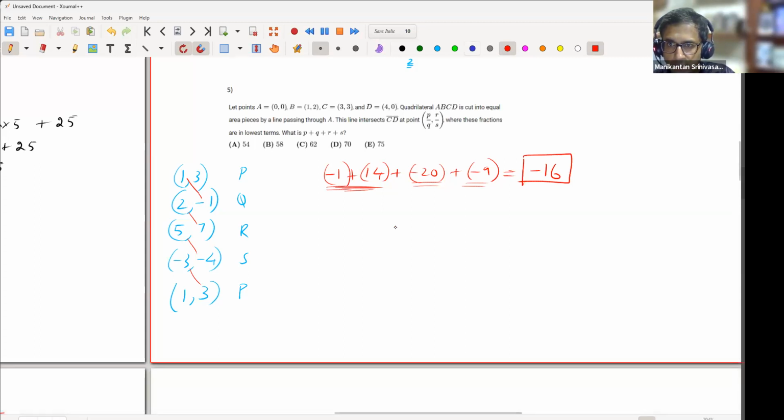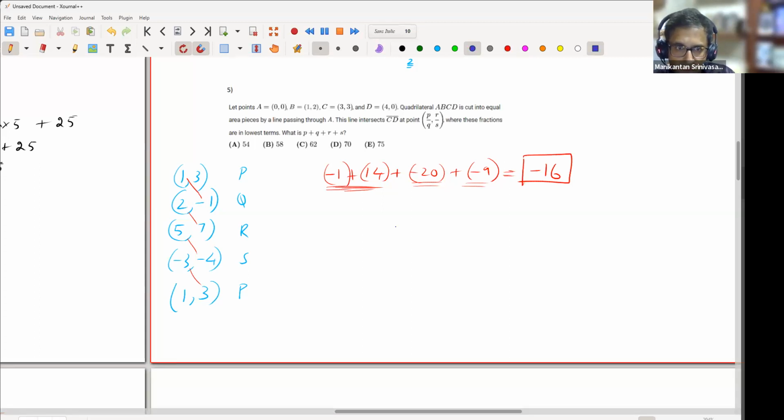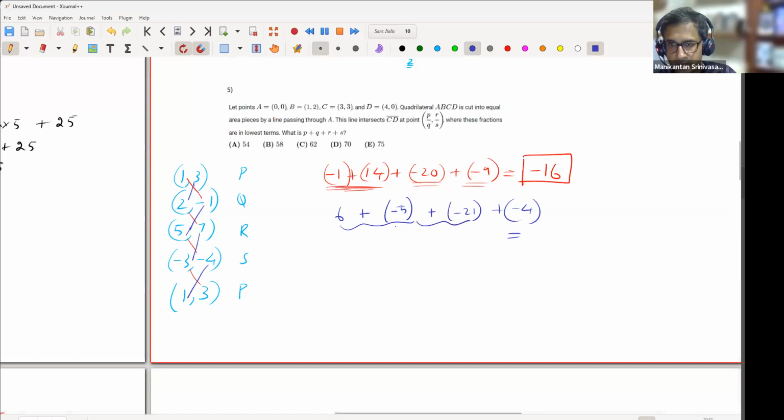Now go in the opposite direction, as in this multiplication, this multiplication, this multiplication, and this multiplication. So 3 times 2 is 6. -1 times 5 is -5. 7 times -3 is -21. -4 times 1 is -4. So what is this sum? 6 minus 5 is 1, minus 20 is -19... so -24 in total.